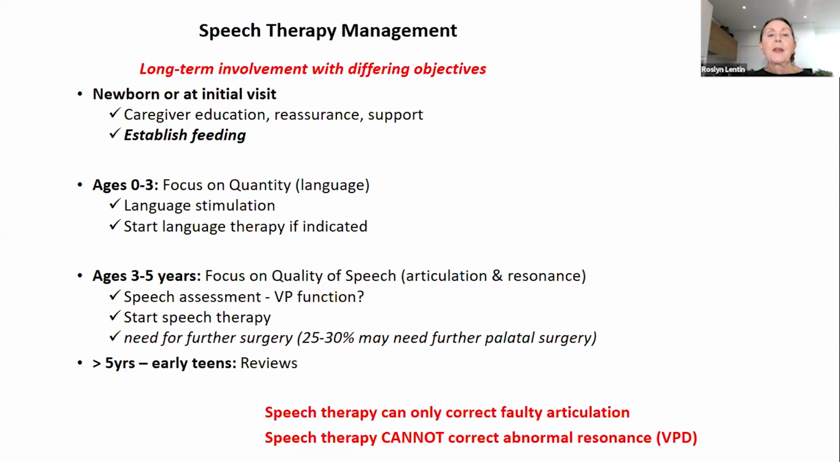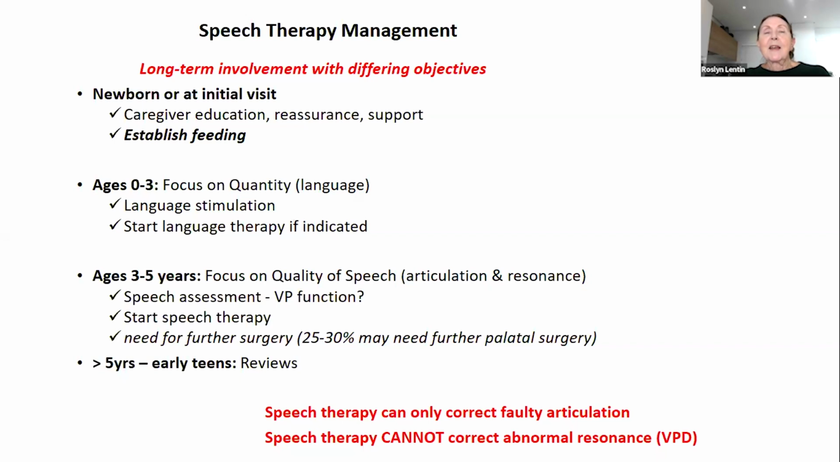Then from 0 to 3, we actually focus on language. Are these children developmentally age appropriate? Are they babbling? Are they starting their words at 1 year old? Are they beginning to combine words? Even if it's not intelligible, are they developing language? This is what's important, and we might intervene and teach parents how to stimulate the learning of sounds and combining them.